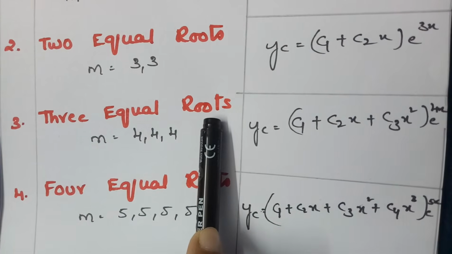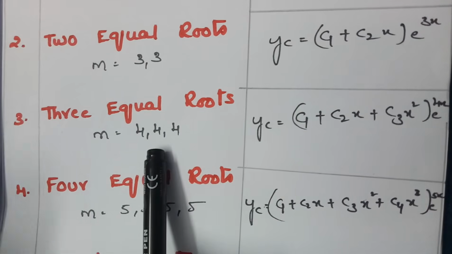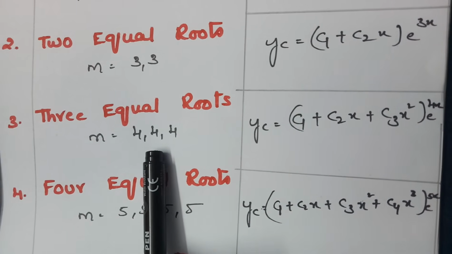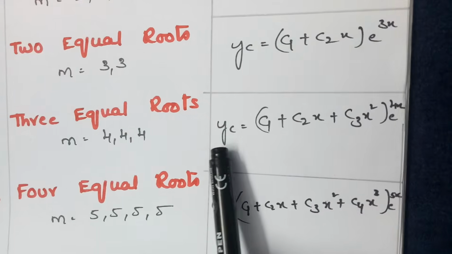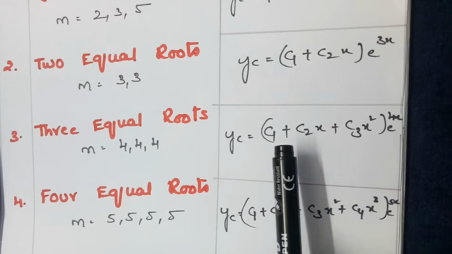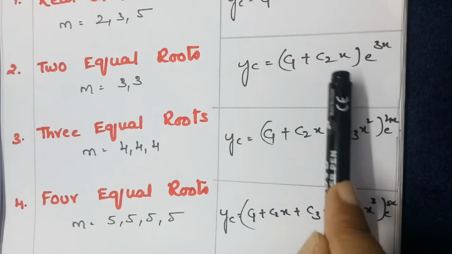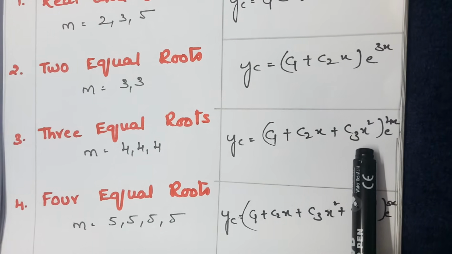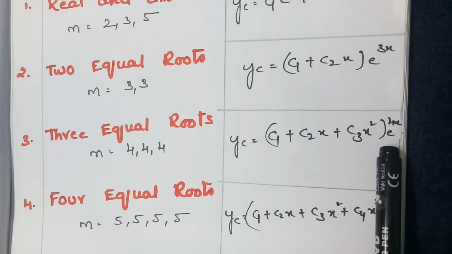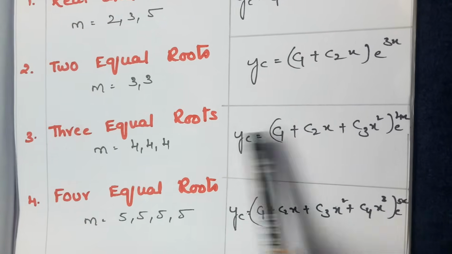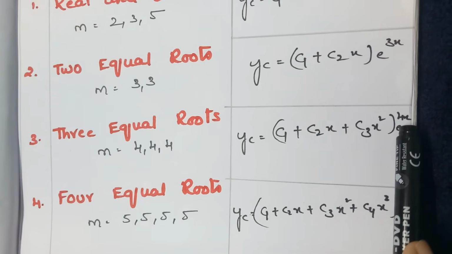If I get three equal roots, for example 4, 4, 4, how do I write the complementary factor? Yc is equal to c1 plus c2x plus c3x square. Here the second extension part is c3x square, into e power, what is this equal root? 4. I am placing it as e power 4x.